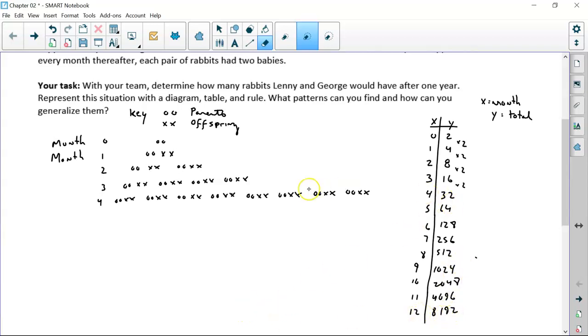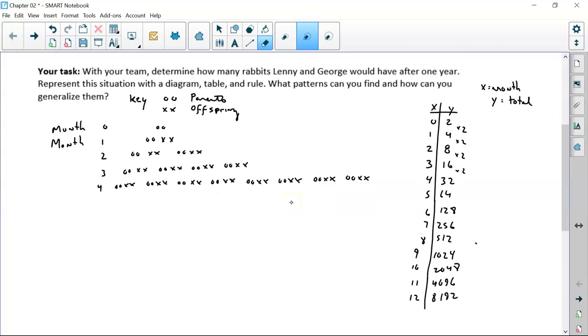Now, what's happening here is we can write a rule. Now, if you think about exponents, 2 to the 0 power is 1. 2 to the first power is 2. 2 squared is 4. 2 to the third power is 8, and so forth. But those don't really match up to what we have.